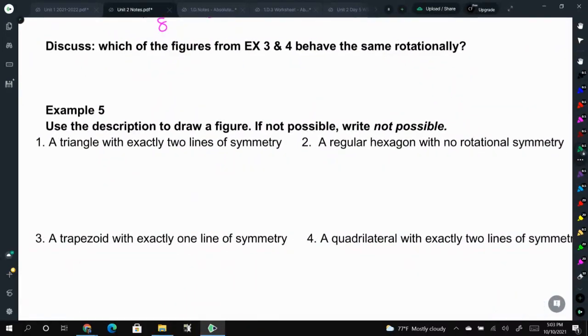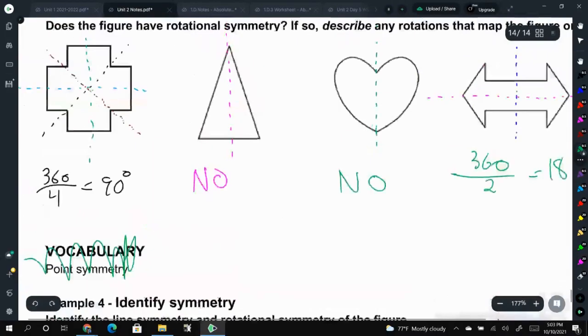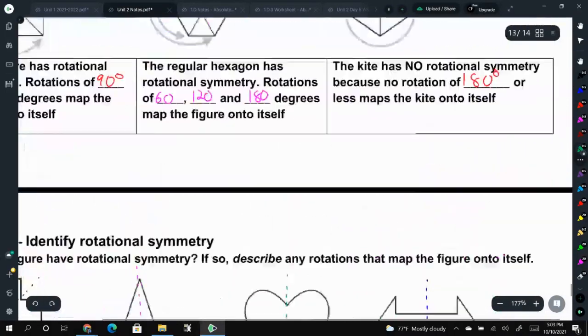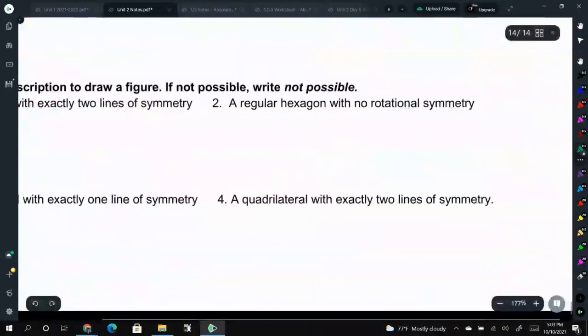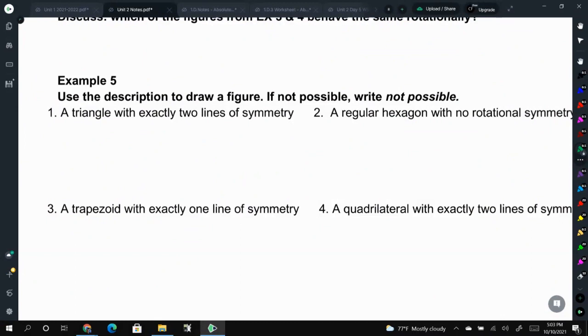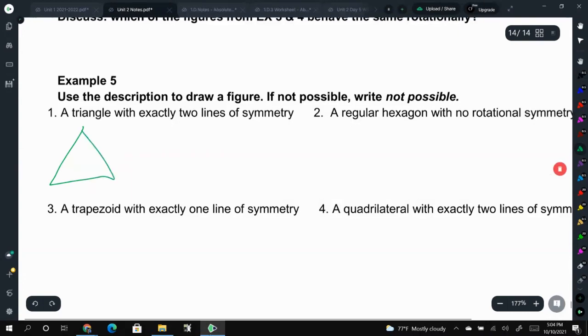Example number 5, use a description to draw a figure. If not possible, write not possible. A triangle with exactly 2 lines of symmetry. Now we have a triangle up here with 1 line of symmetry, and we have a triangle up here with 3 lines of symmetry. But is it possible to draw a triangle with exactly 2 lines of symmetry? It is not going to be possible, because if you could have 2 lines of symmetry with a triangle, then you could have a third. Not possible.